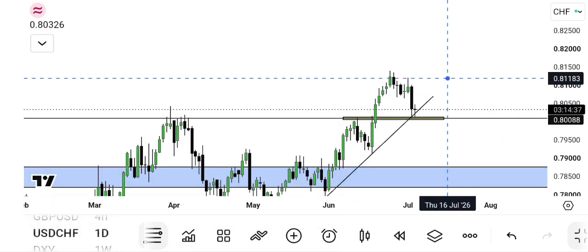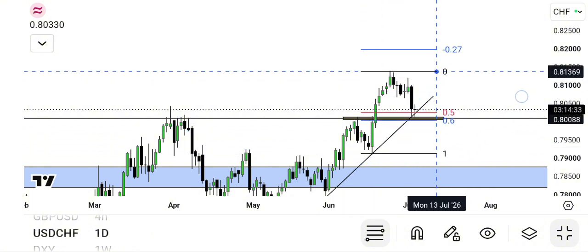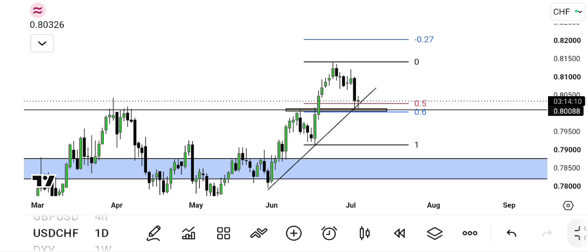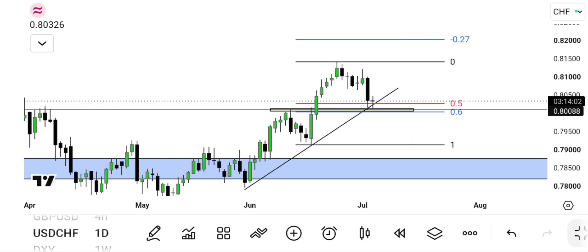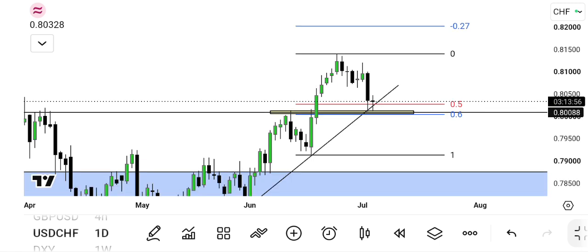This is my Fibonacci here. I come to the low and I drag it to the high. Looking at it like this, you can see that the market intersects, as we speak, at that 50 Fibonacci level at the same point where our area of interest is. So we are good to go. The market is in a very good position for us. So how many confluences do we have here?